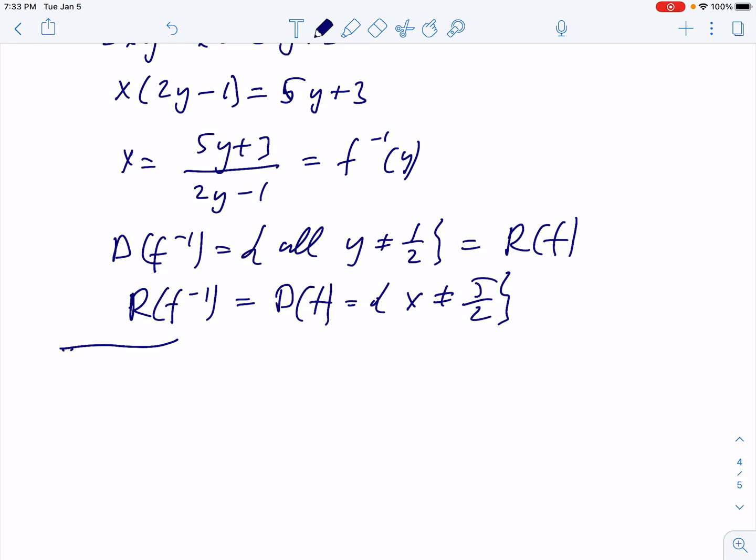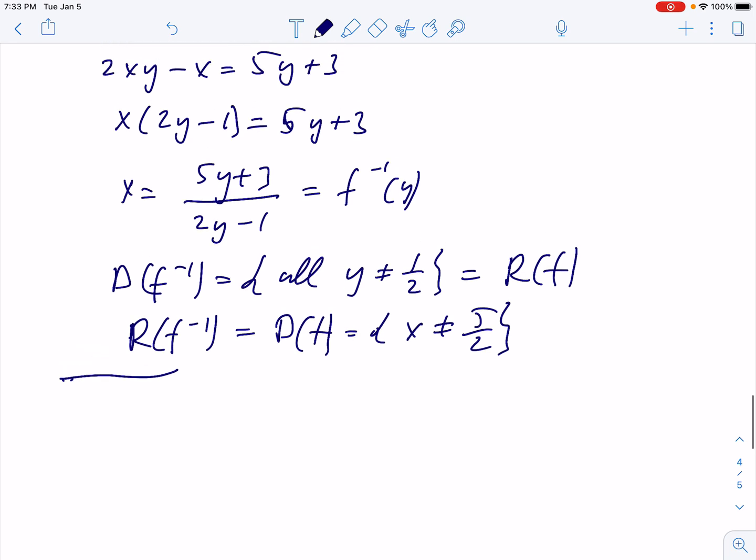Before we continue further, I want to show you examples of other functions which are not one-to-one but can be made one-to-one. Look at this example.